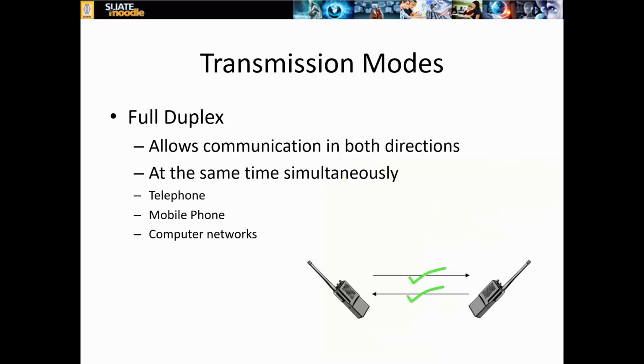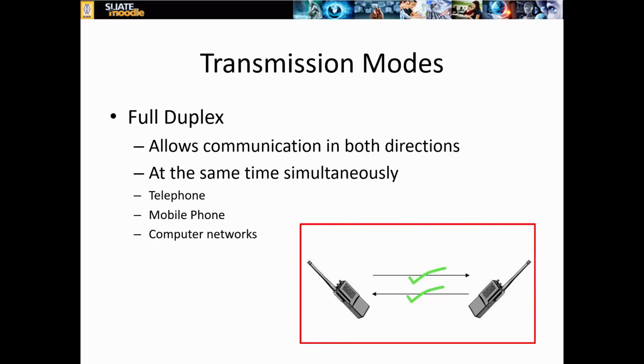In the third transmission mode, communication happens simultaneously, at the same time. This is known as full duplex communication. For example, when you have a telephone conversation, both parties at the ends can speak at the same time.